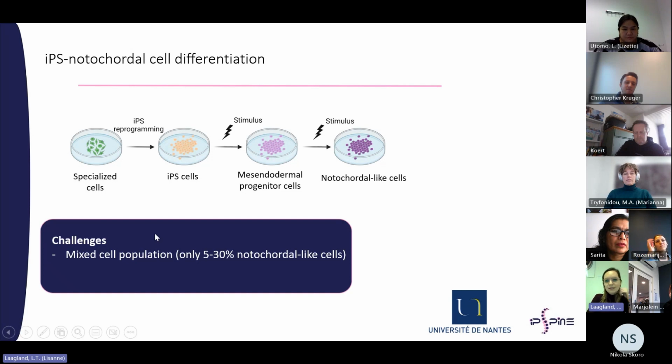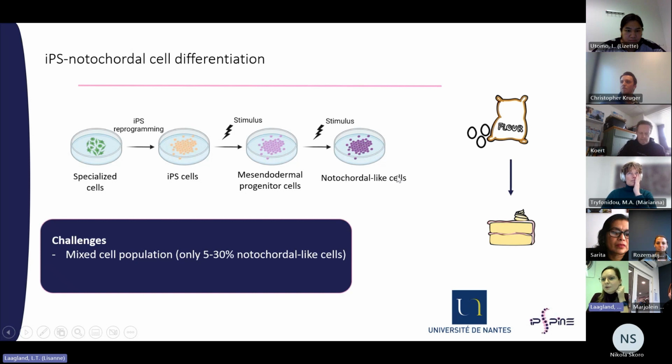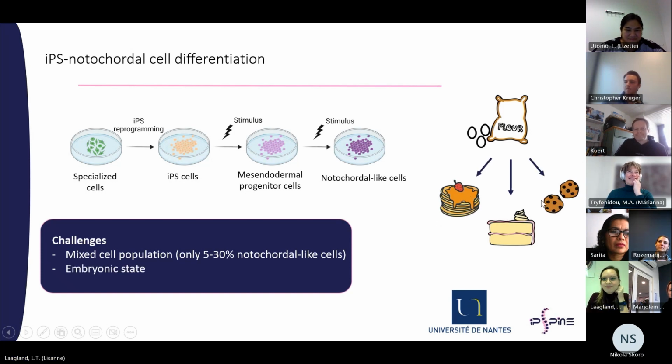However, there are some challenges with this protocol because in the end, they obtained a very mixed cell population. So only 5 to 30% of these cells look like notochordal cells. You can compare this a bit to the process that you want to make only a cake, but you also end up with pancakes and cookies. And another problem is that they also were still in an embryonic state. So they didn't have all the characteristics of fully matured notochordal cells. You can compare this a bit to an undercooked cake.